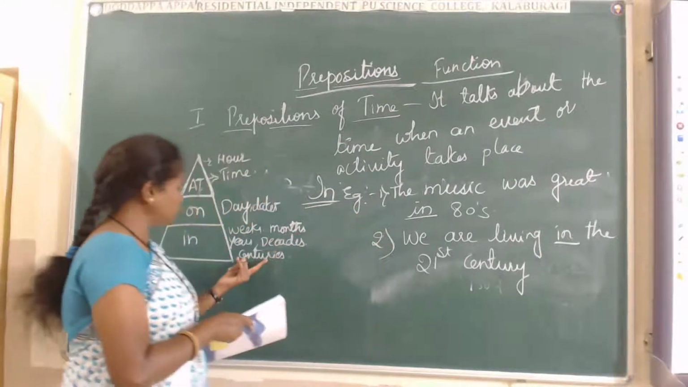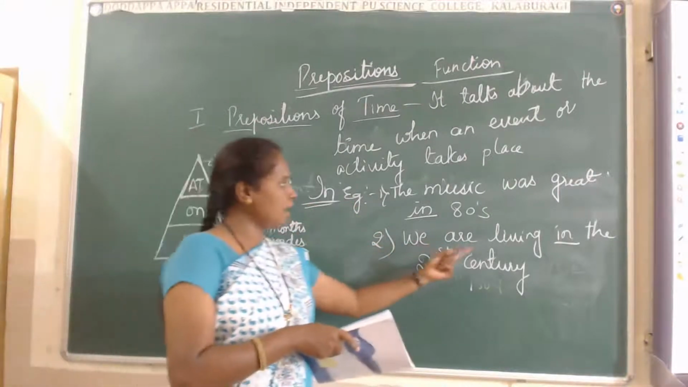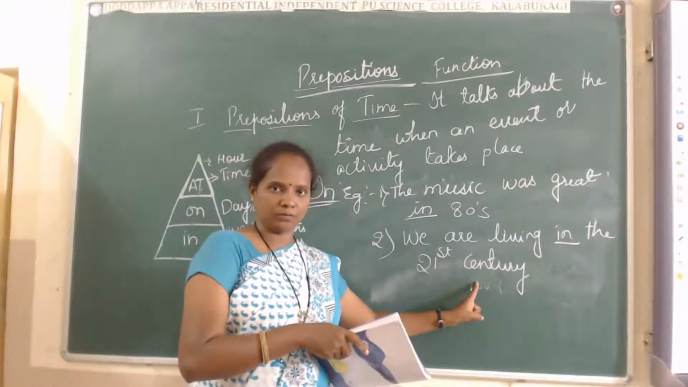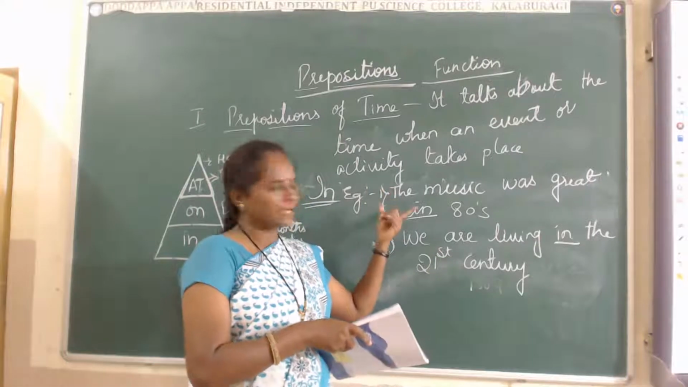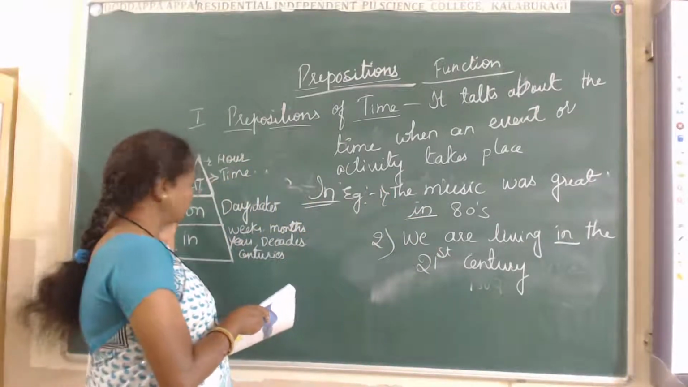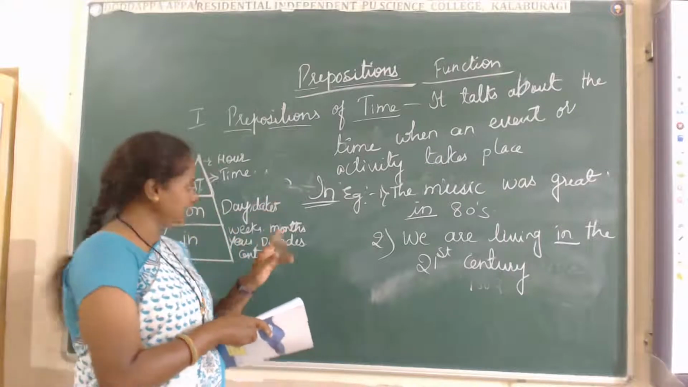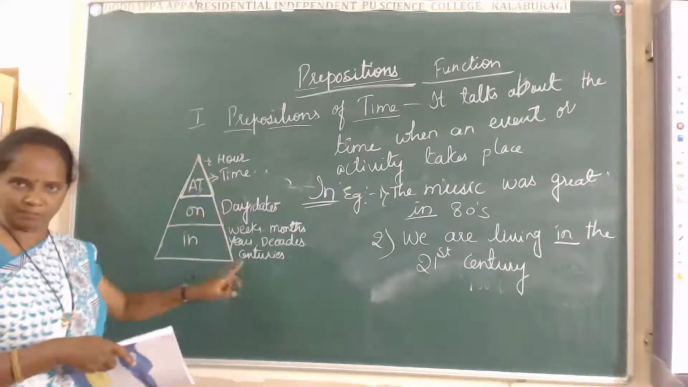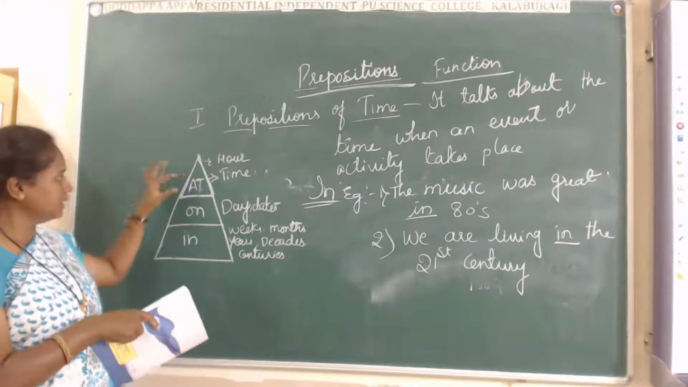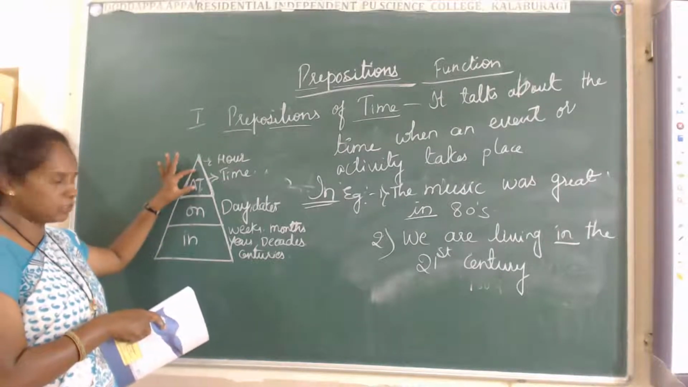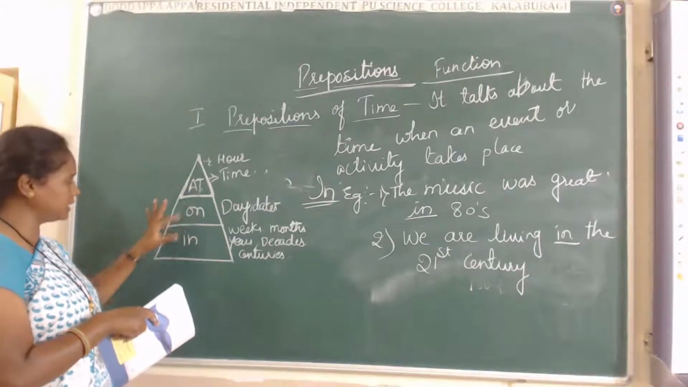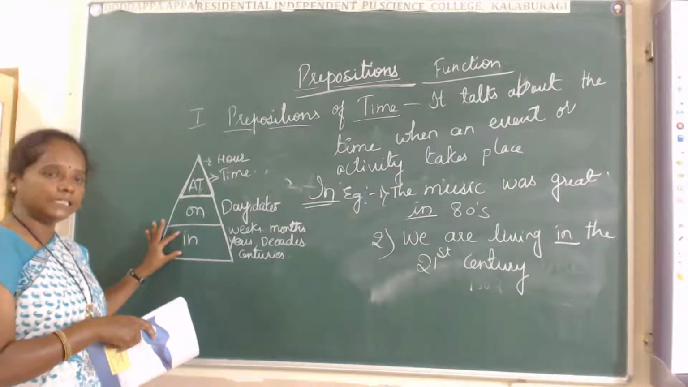And we are talking about century. We are living in the 21st century. Examples are more regarding in, at, and on. Don't bother about that. Just remember this triangle: at is at the top, on is in the middle, and in is at the bottom.